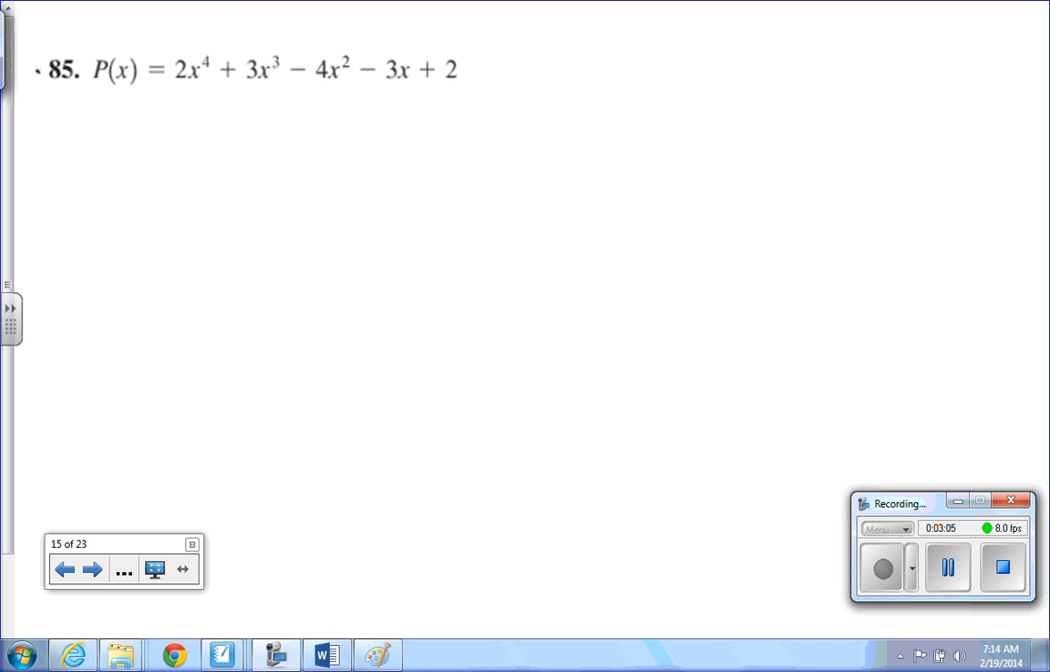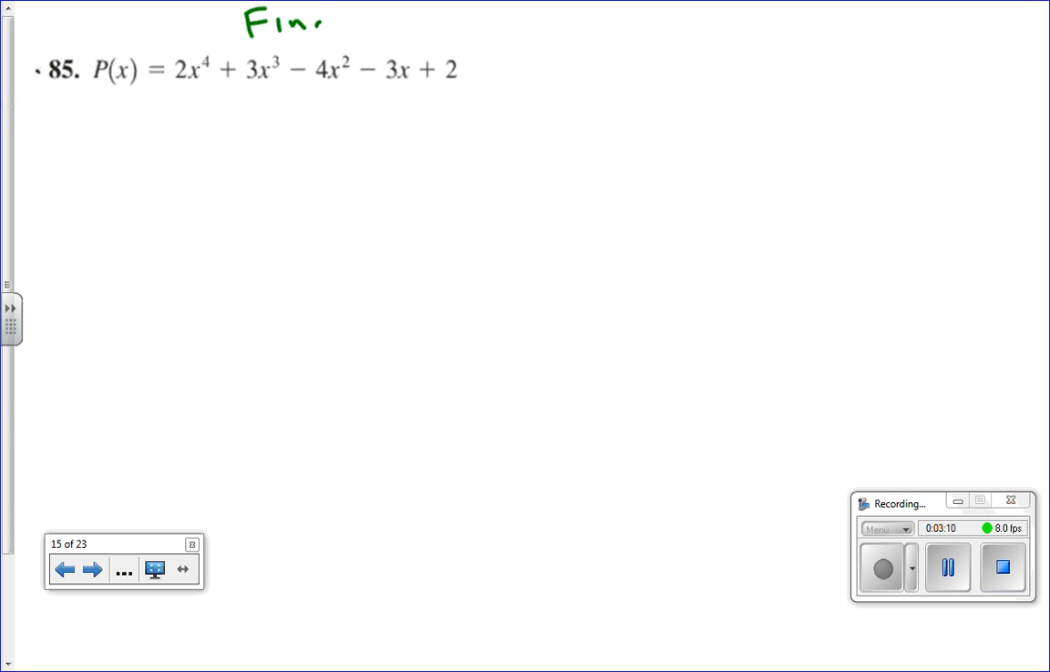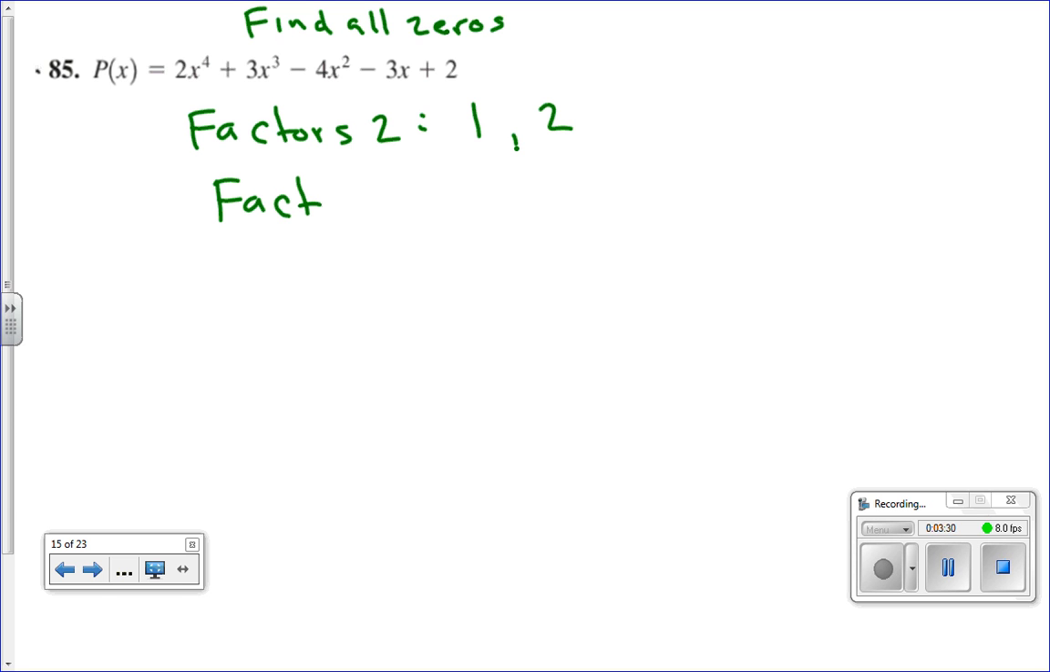Okay, so what we're going to do with this polynomial is we're going to find all the zeros. Now on Monday we were looking at how we can do this graphically with a graphing calculator, but let's use this rational root theorem to help us out. So we're going to find factors of the last number, which is 2. That's 1 and 2. And we're going to find factors of the first, which is 2 as well, so 1 and 2.